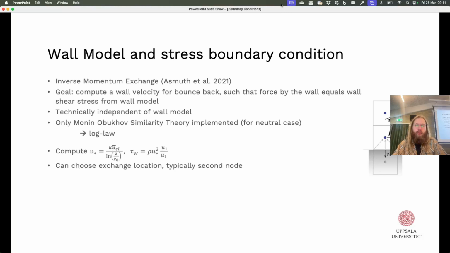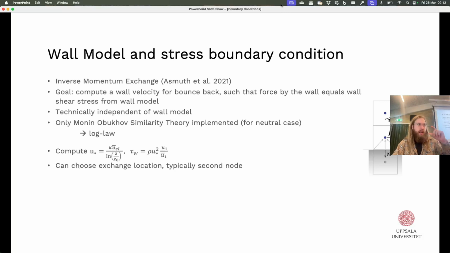There are a couple of models out there. I think consensus on what is really good is not well established yet. In 2021, there were three models proposed. We proposed this one and stuck with it because we think it works best. It's called the inverse momentum exchange method that Henrik Asmuth presented in 2021. The idea is that you compute a wall velocity in the bounce-back scheme. We build upon the bounce-back scheme such that the force on the node due to the wall equals the force that we compute from the wall shear stress from a wall model. I'll go through it in a second.